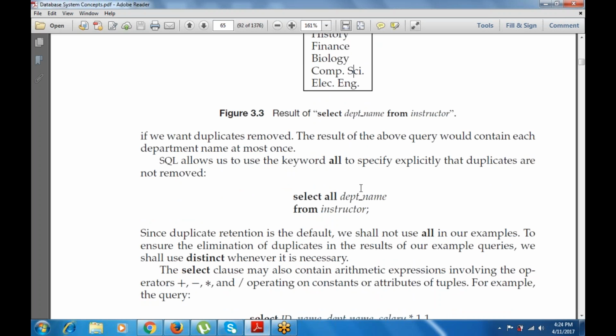SQL also allows us to use the keyword all to specify explicitly that duplicates are not removed. So you select all department name from the instructor.